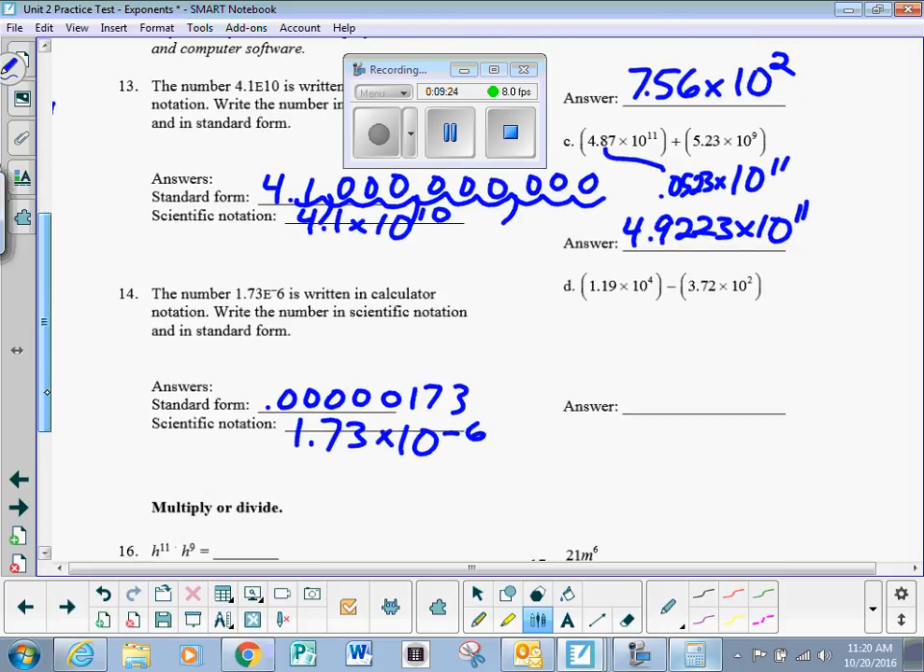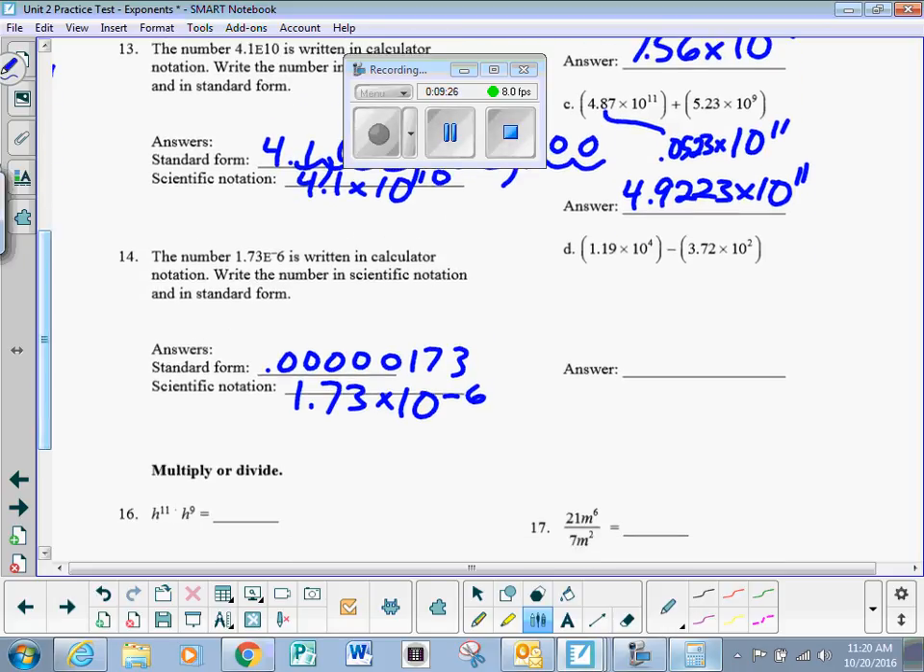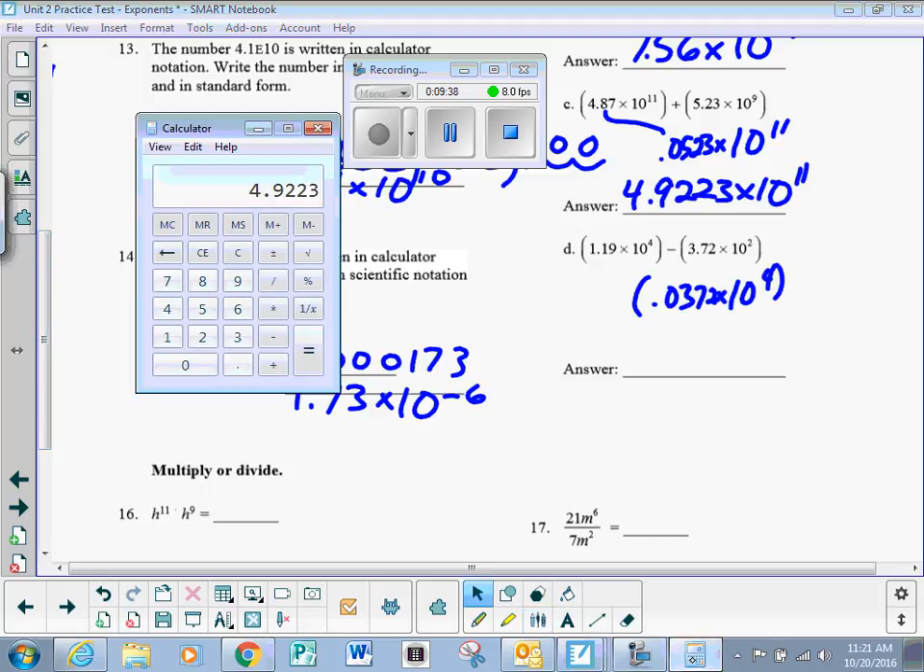Same dealio when I subtract. If I make this bigger by 2 places, I need to make this smaller by 2 places. And when I do that, I get 1.19 minus 0.037, 1.153.